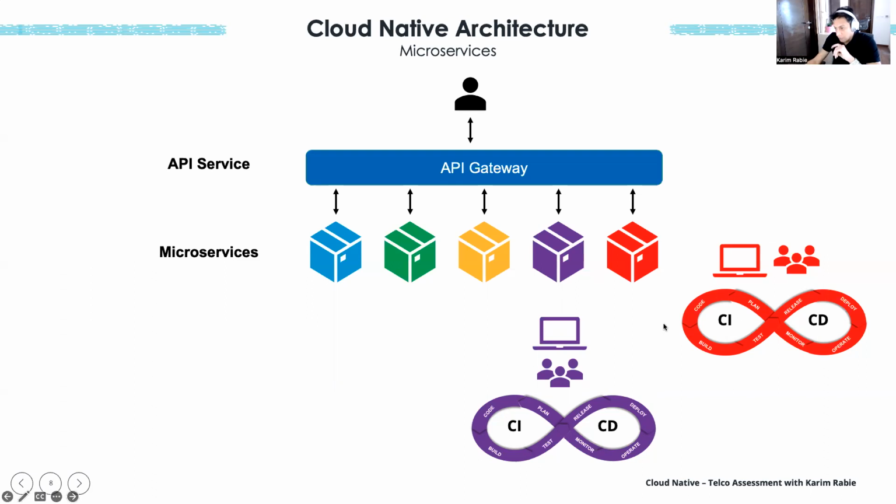A major aspect of a microservice, the thing I'm drawing here: you see that the red microservice has its own development team and its own pipeline. So you can have a pipeline per microservice. So there is like a developer.